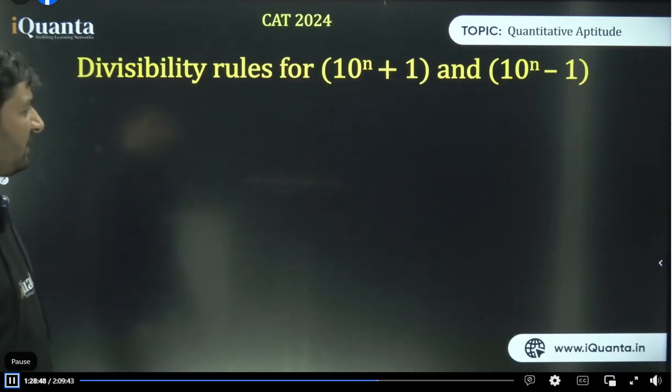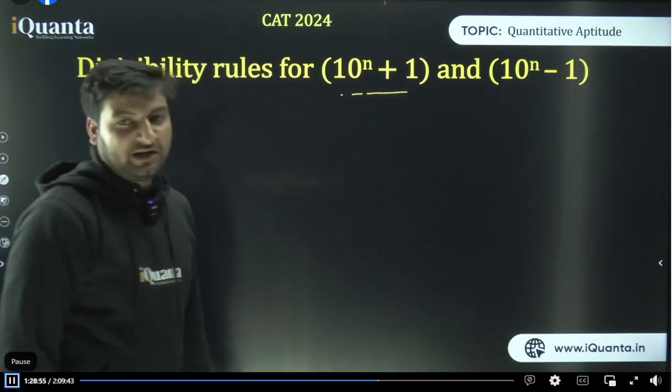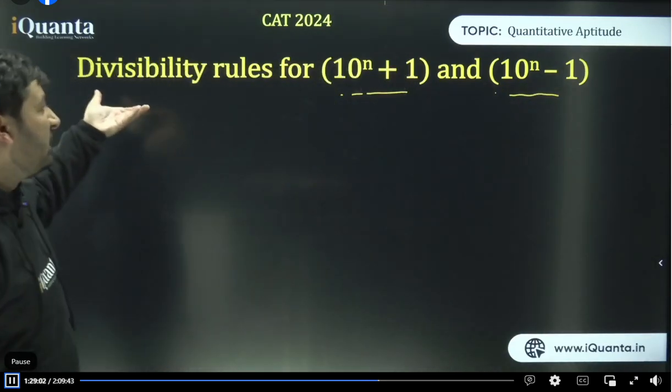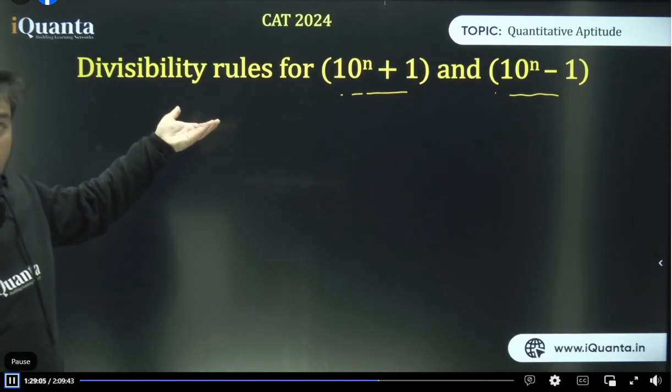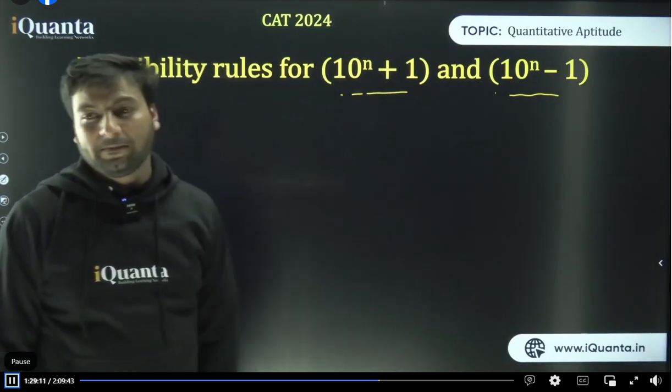Let us come to this concept now. This might be slightly scary for those of you who are not used to mathematical expressions like this. We have two mathematical expressions, and what are we doing? Divisibility. Again and again, the whole concept is revolving around divisibility. Divisibility rules for 10 to the power n plus 1 and 10 to the power n minus 1. Okay?